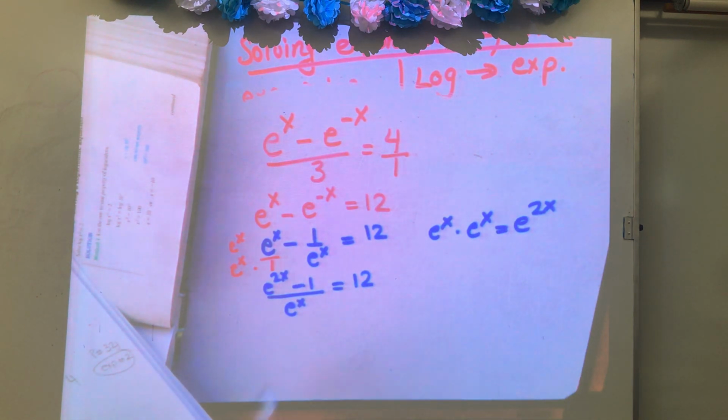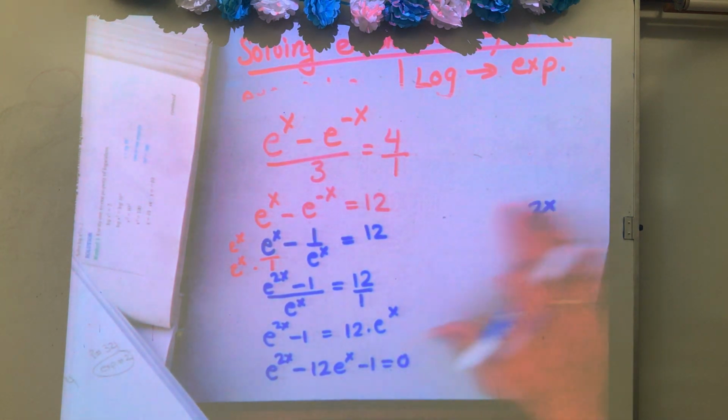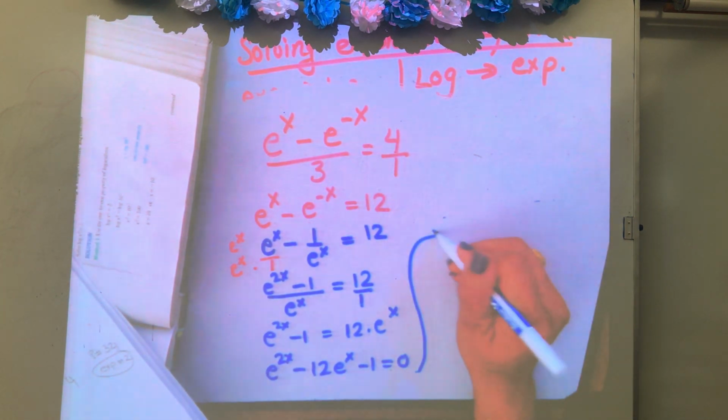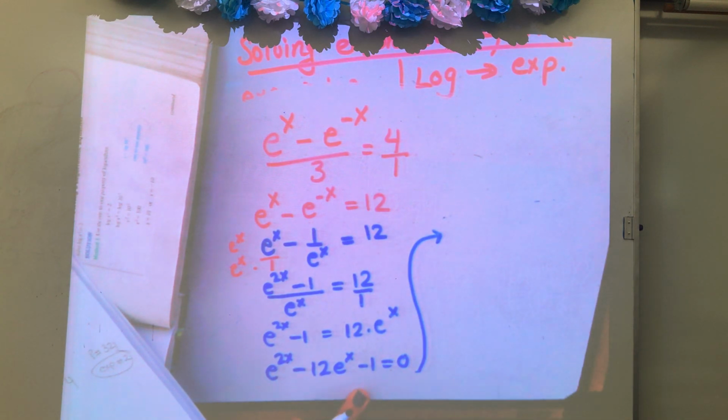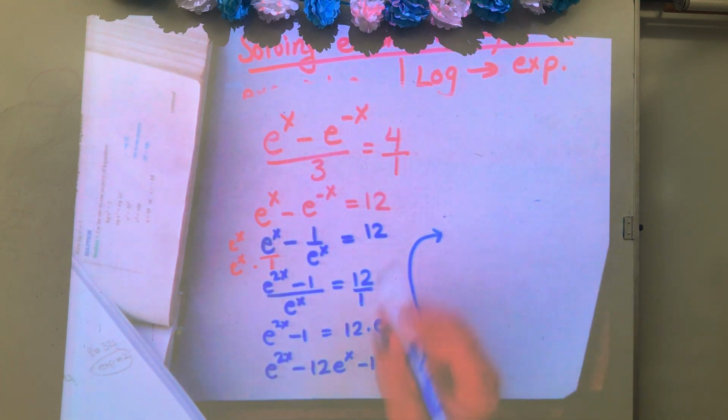Cross product again, it's e to the 2x minus 1, and it's equal to 12 times e to the x. Let's get everything on the same side. I have e to the 2x minus 12 e to the x minus 1, and it's equal to 0. Next, I know this is a quadratic pattern. You can do factoring or the quadratic formula. But I know factoring would not work, so I have to use the quadratic formula.